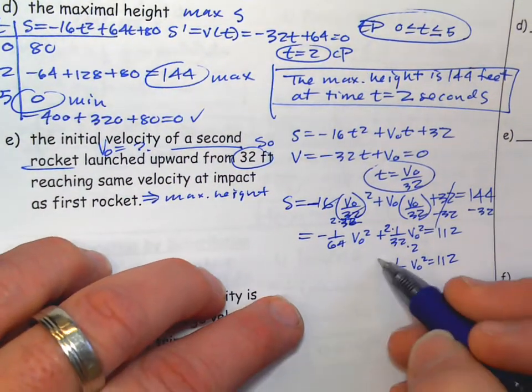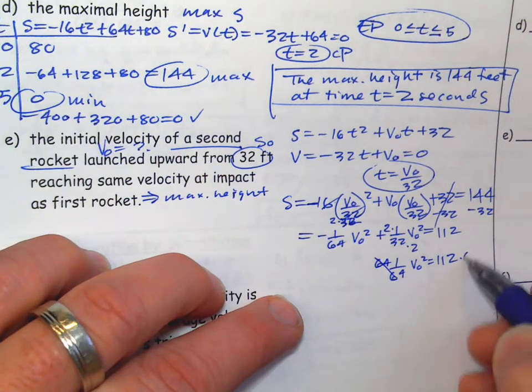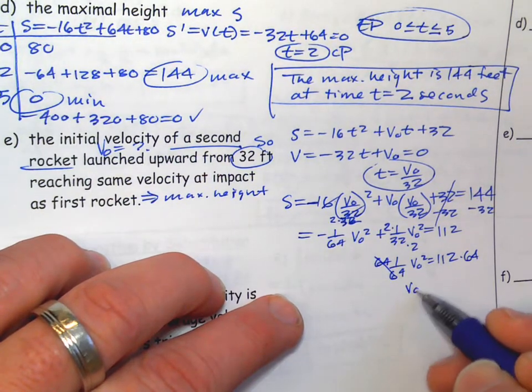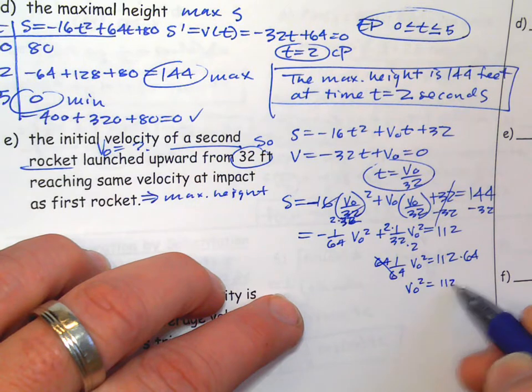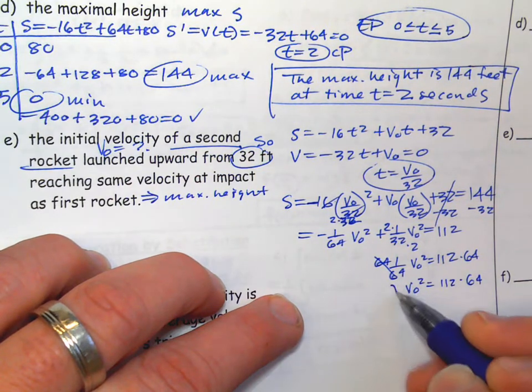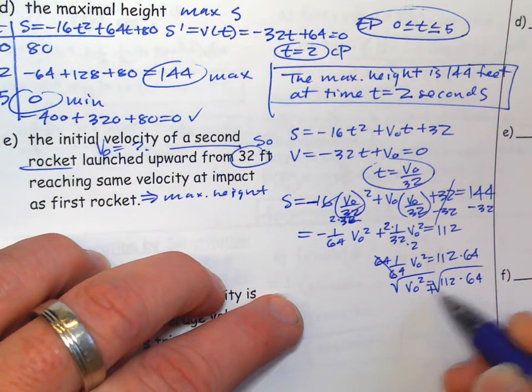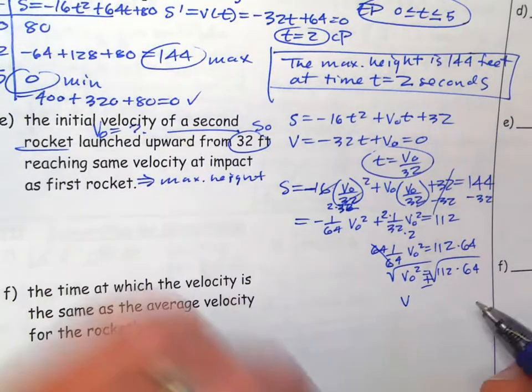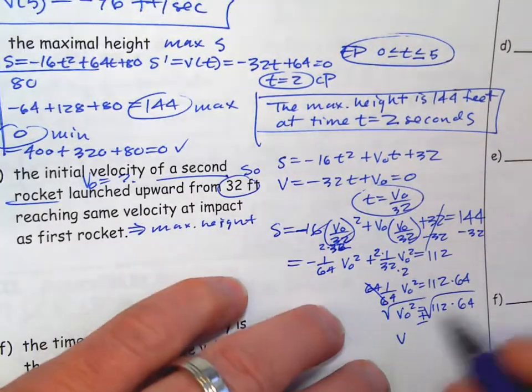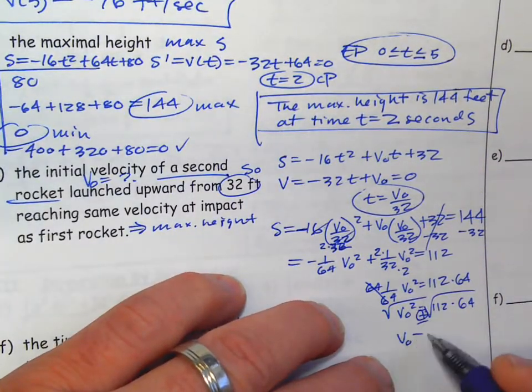And then we're going to multiply both sides by 64. I'm going to leave the 64 like that, though. It's going to be easier to simplify the radical. I'm going to take the square root of both sides, plus or minus. It's got to be positive. It's got to go upwards. So we're going to go with the positive, but it should be in your work.